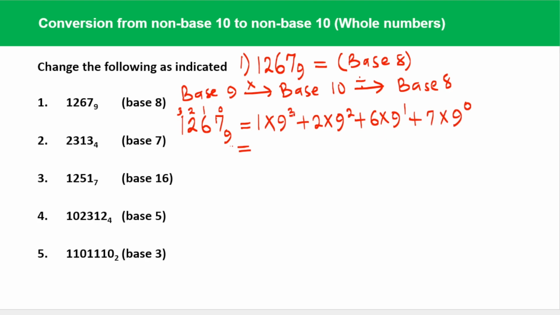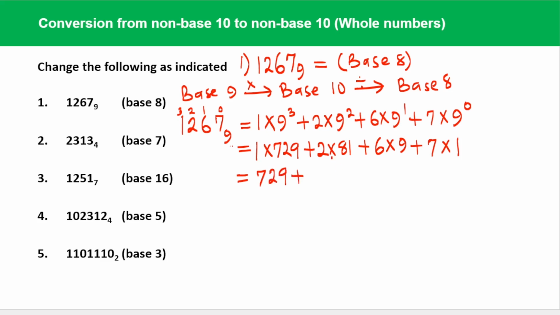9 to the power of 3, that means 9 times 9 times 9, and that will give us 729. 9 to the power of 2, that means 9 times 9, which is 81. 9 to the power of 1, that is 9. 9 to the power of 0 will give you 1. We'll simplify further. 1 times 729 will give us 729 plus 2 times 81 will give us 162 plus 6 times 9 will give us 54 plus 7 times 1 will give us 7.